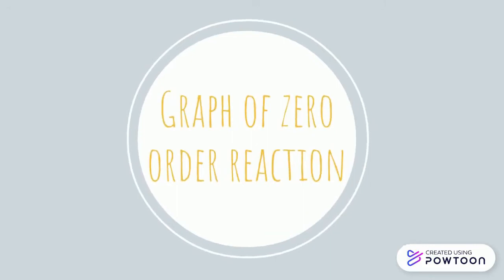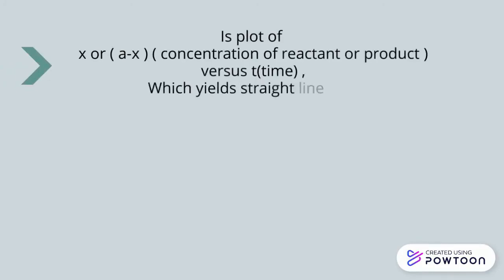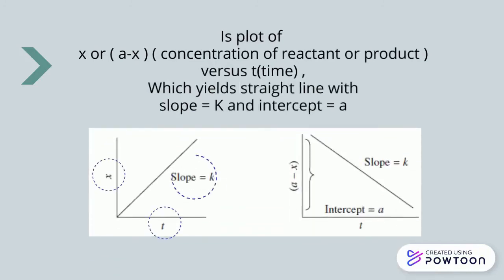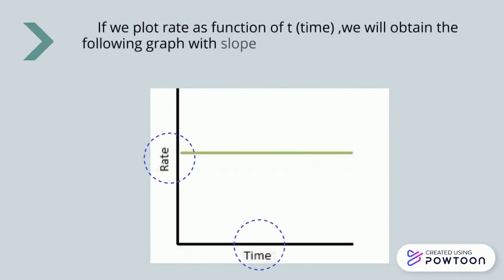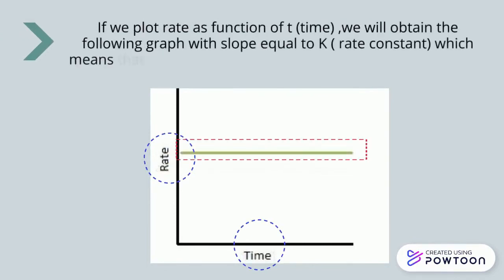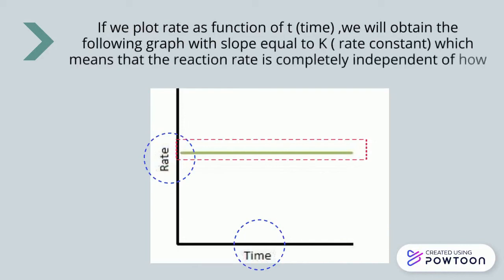Graph of zero-order reaction. It is a plot of x or A minus x, which is the concentration of reactant or product, against the time t, which yields a straight line with slope equal to rate constant, and intercept equal to A. If we plot rate as a function of time, we will obtain the following graph with slope equal to k or rate constant, which means that the reaction rate is completely independent of how much reactant we put in.